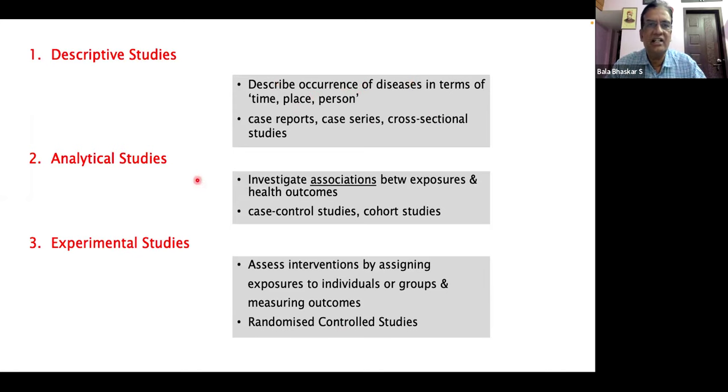The second set is analytical studies, where they go a little bit further than the descriptive studies. They try to assess the associations between the exposures and the health outcomes. We have got the case control studies and the cohort studies under this category. The third one is the experimental studies, which assess the interventions by assigning exposures to individuals or groups and measuring the outcomes. What it means is you do something as an intervention, which is not seen in the other two types of studies. An example here is the randomized control trial.